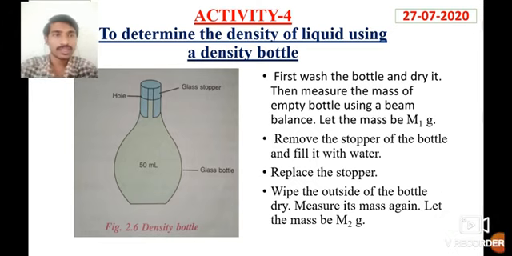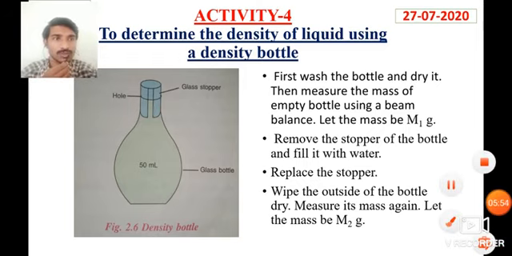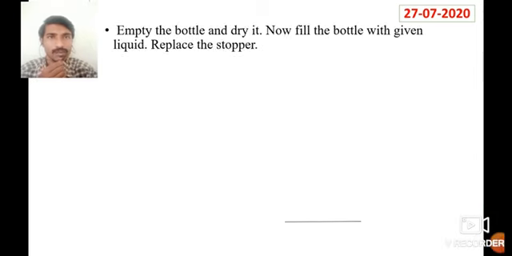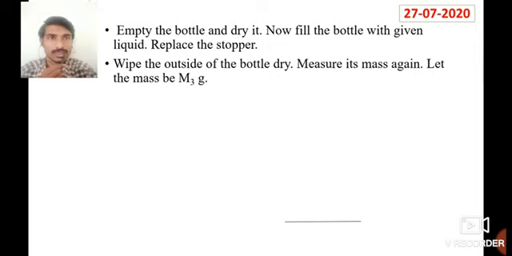Measure its mass again. Let the mass be m2 gram. Now empty the bottle and dry it. Now fill the bottle with a given liquid. Replace the stopper. Wipe the outside of the bottle dry.